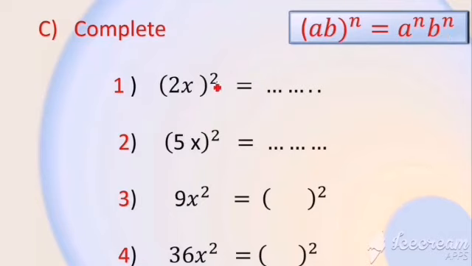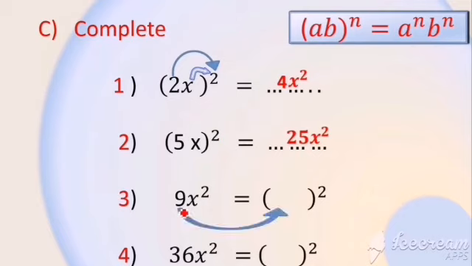Now, you need to complete the following examples following the rule that's given above. 2x all squared is equal to 2 squared, equal to 4. X to the power 2 is x squared, so the answer is 4x squared. 5x all squared is equal to 5 squared, which is 25, and x to the power 2 is x squared, so the answer is 25x squared. Very good.